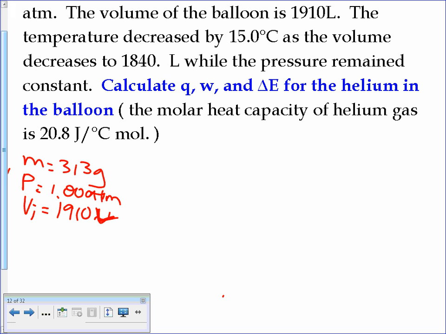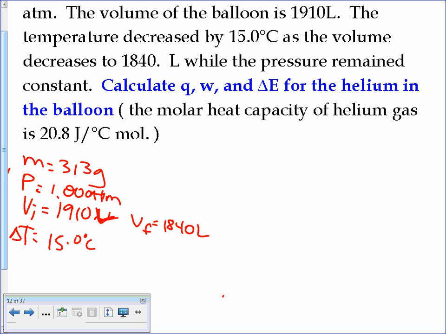The temperature decreased by that. So what is this actually? Delta T. Right, so this is delta T of 15 degrees C. As the volume decreases, so V final of 1840 liters, while the pressure remained constant. Calculate Q, W, delta E for the helium in the balloon. The molar heat capacity of helium gas is this.